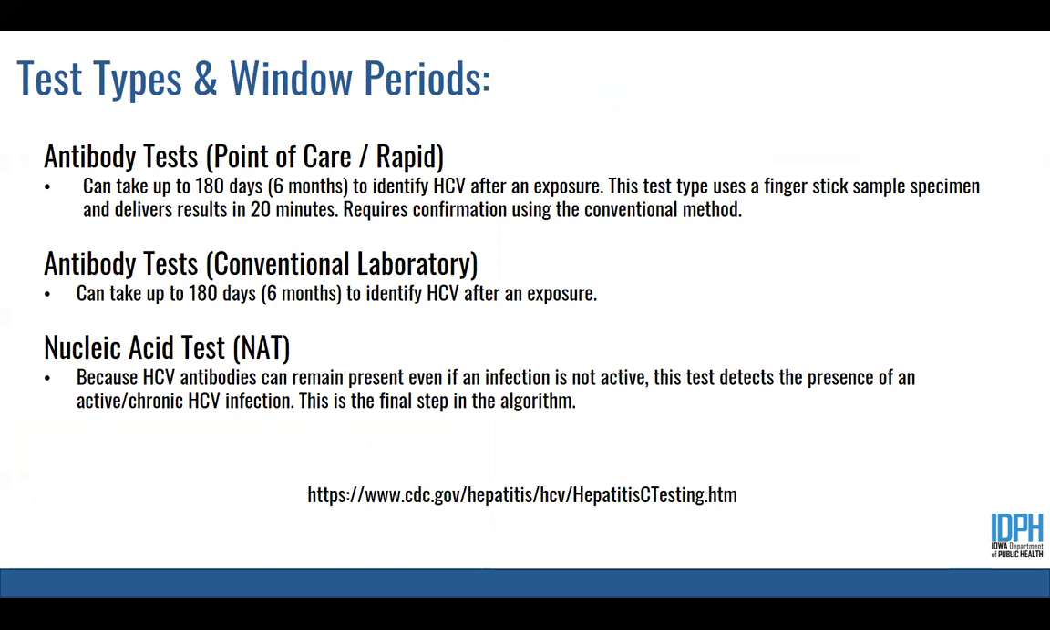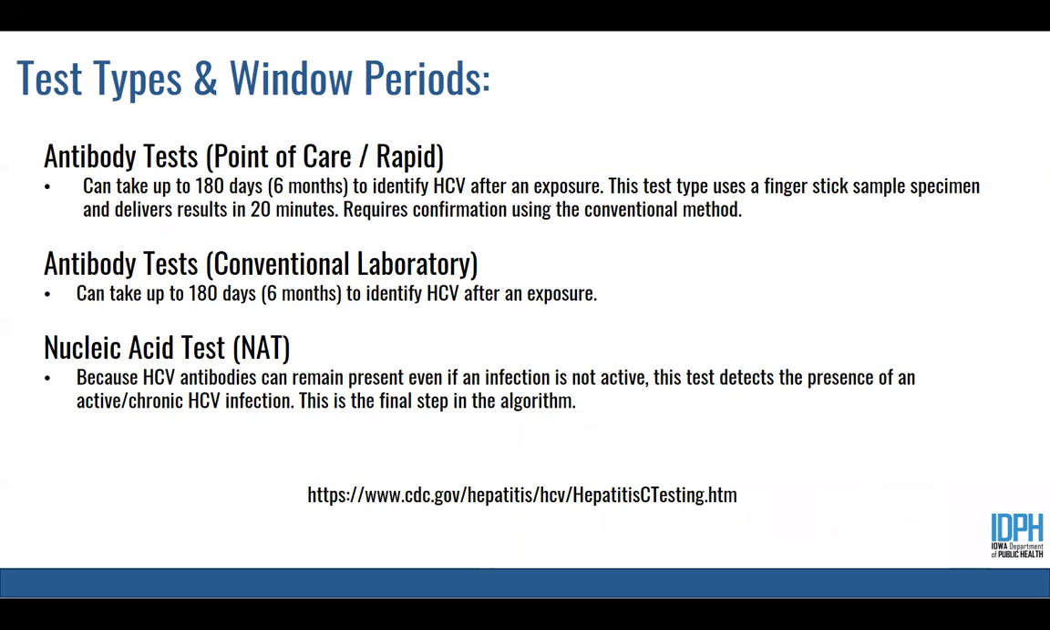These are the test types for HCV in the window period. So there is an antibody test, which is a point of care rapid test. This can take up to 180 days or 6 months to identify HCV after an exposure. And the test type uses a finger stick sample specimen and delivers results in 20 minutes. It does require confirmation using the conventional method as discussed in the previous algorithm section.